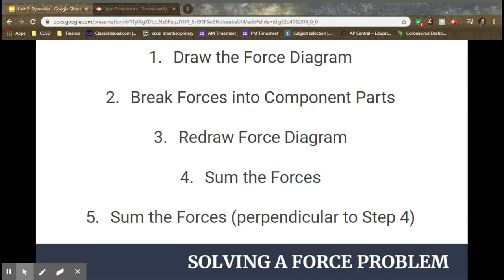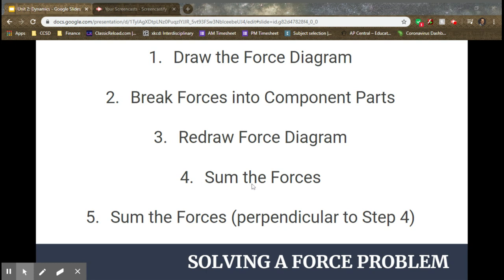So here are your 5 steps. Start by drawing a force diagram. That's your first thing. Anytime you're tackling a force problem, even if the problem doesn't ask you, just sketch out a real quick force diagram, all right? Then, if you have any forces that are at angles going in more than one direction at the same time, break those forces into component parts and then redraw your force diagram. Depending on the situation, sometimes you can skip step 2 and step 3. If all the forces are only going in a single direction, there's no component parts you need to break to figure out, and there's no need to redraw a force diagram at that point, and you can just jump straight to step 4. Just depends on the problem, okay?